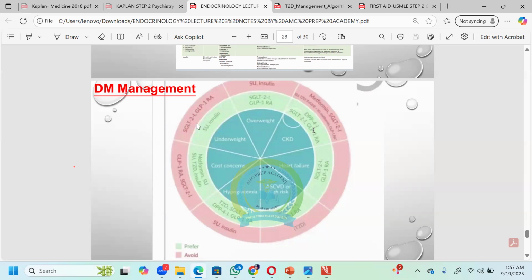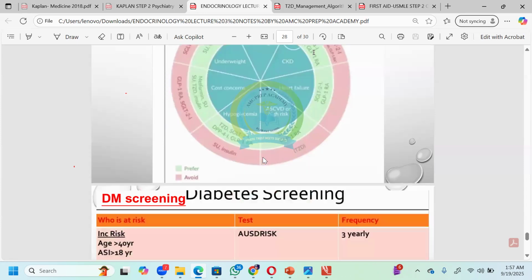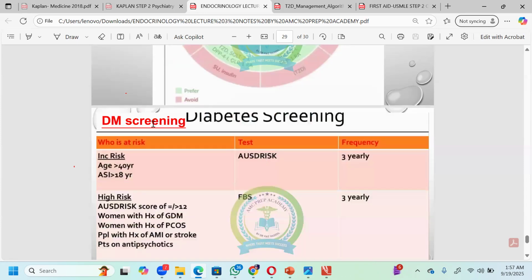And the red one you have to avoid in this patient group. Overweight group, we will go for GLP-1 or SGLT2. So according to this, every patient cohort, we will go for it. Doctors, and next important thing, diabetes screening, we discussed it already.